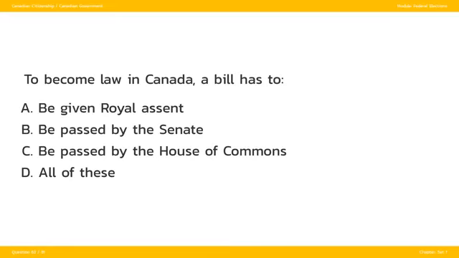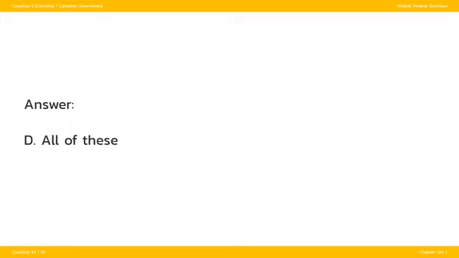To become law in Canada, a bill has to A. Be given royal assent. B. Be passed by the Senate. C. Be passed by the House of Commons. D. All of these. The answer is D. All of these.